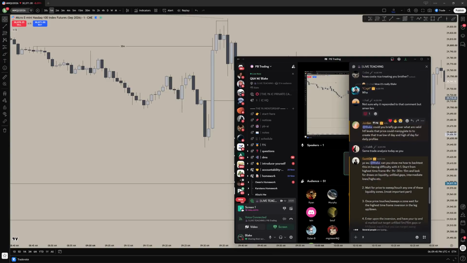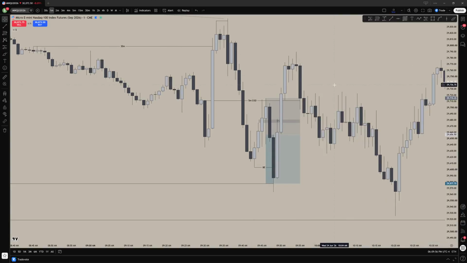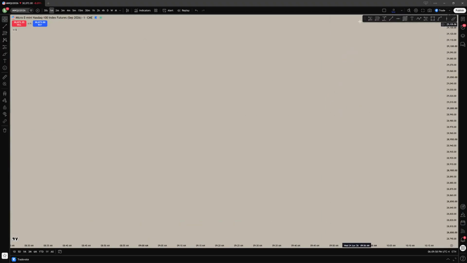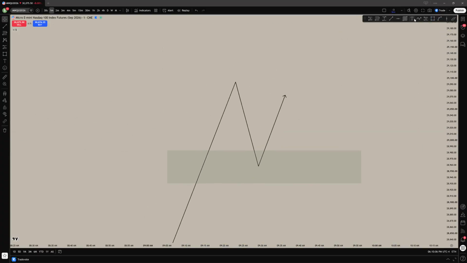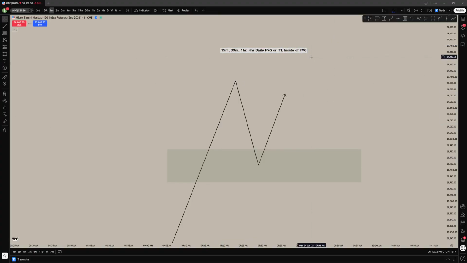Could you briefly go over what valid higher time frame levels price can manipulate to that create true low of day and high of day for daily profiles? Yeah, so it just comes down to fair value gaps. Higher time frame gaps would look like a 15-minute bullish fair value gap or an intermediate low inside of a gap. For daily profiles I usually use 15-minute, 30-minute, hourly, 4-hour, and daily fair value gaps or intermediate lows inside of fair value gaps.